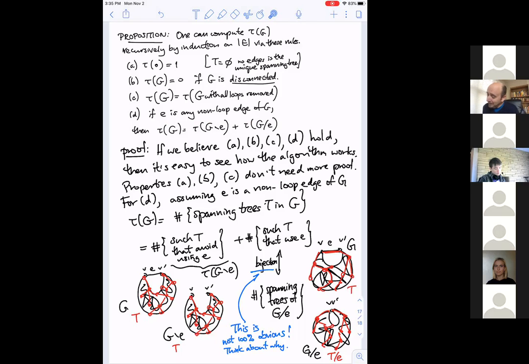But if we believe that, then this set has size tau of G contract on E. Okay, so what we've convinced ourselves is that tau of G is equal to tau of G delete E plus tau of G contract on E. Everybody okay? Questions about how that goes? All right, I will be so bold as to say end of proof there.